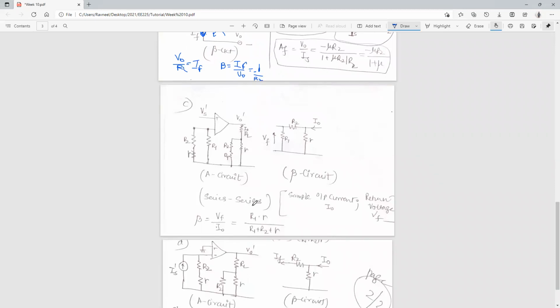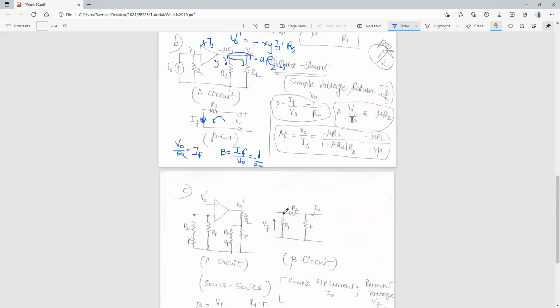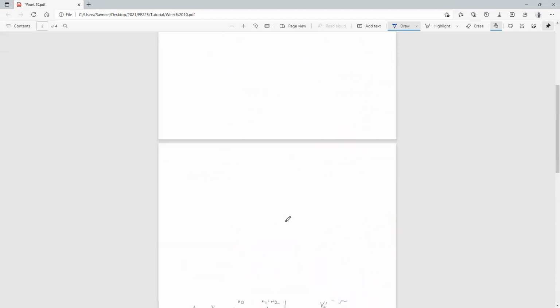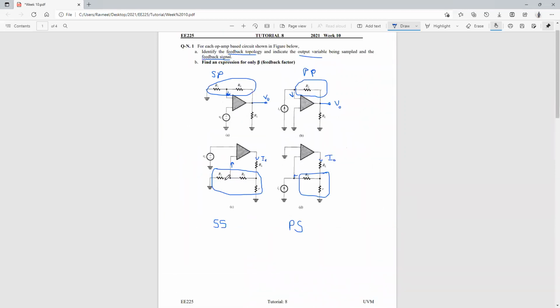So basically, what we are doing is we are mixing voltage and we are sampling current. In this particular case, remember, your beta circuit is something like this. Your feedback voltage is at this particular node point, just in between R2 and R1. That is being supplied back to the op amp.